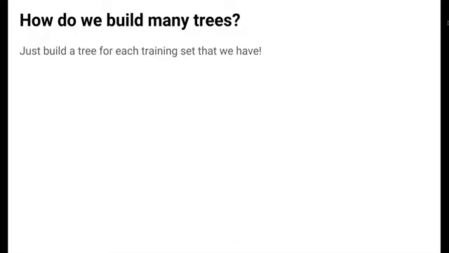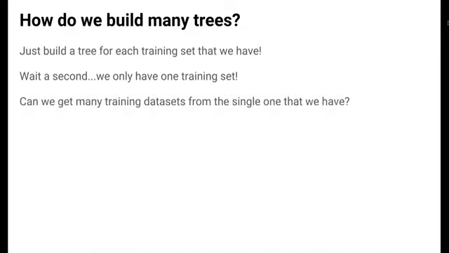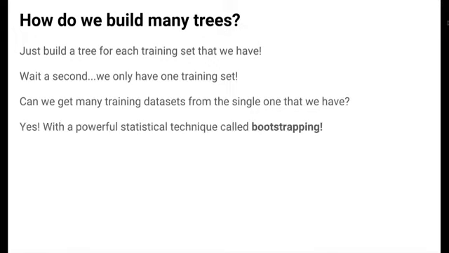Okay, so the idea is for us to build up a lot of very large trees. How do we build up a lot of trees? Here's a naive idea. Let's just build a tree for every training set that we have. Wait a second, we don't have lots of training sets, we only have one. Is there a way for us to get many training data sets from the single one that we have? Yes, otherwise I wouldn't be asking this question. There's a powerful statistical technique called bootstrapping that can do this for us.